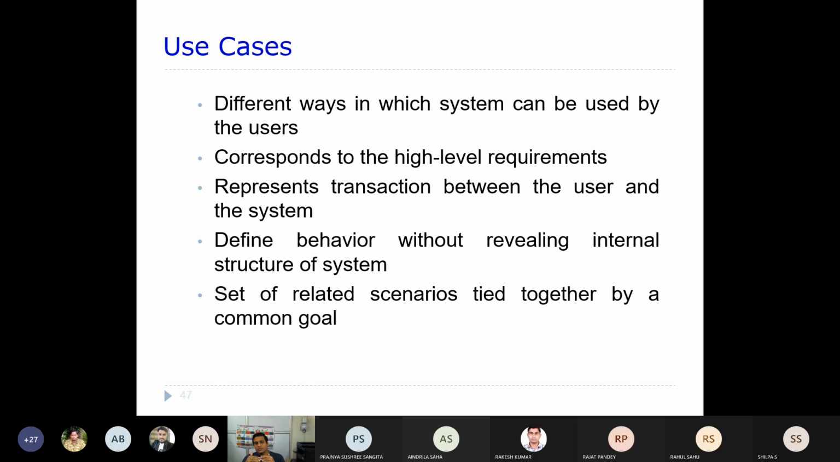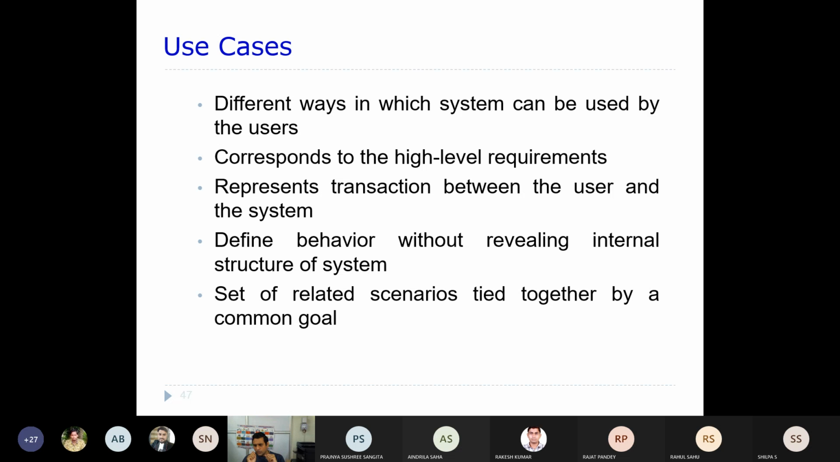So in that case we can say there are scenarios tied together. That means you can think of it like this. Let's say you wanted to withdraw money. So your main objective here is what? Withdrawing money from your account, right?